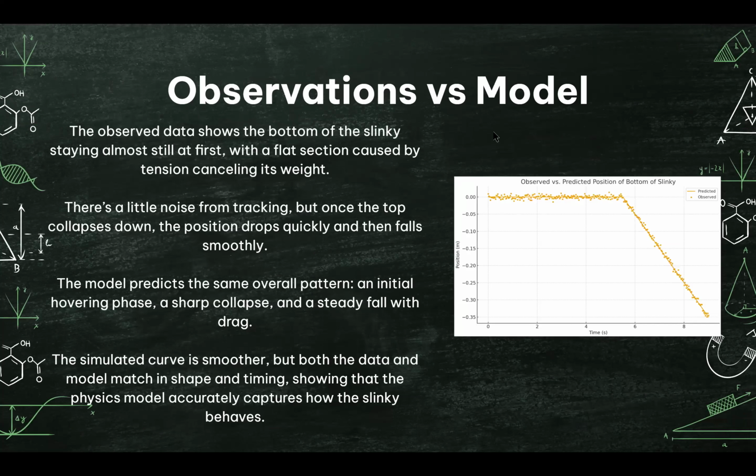And now I have observations versus model. The model closely matched the observed motion. Both showed the bottom remaining suspended until the top reached it, but small deviations arose due to the unmodeled air resistance and minor variations in slinky tension. As you can see here, the simulated curve is smoother. It's just this one predicted line, pretty uniform. The data we found using the actual observed data is a little bit more sporadic, but they still resemble very similar results.